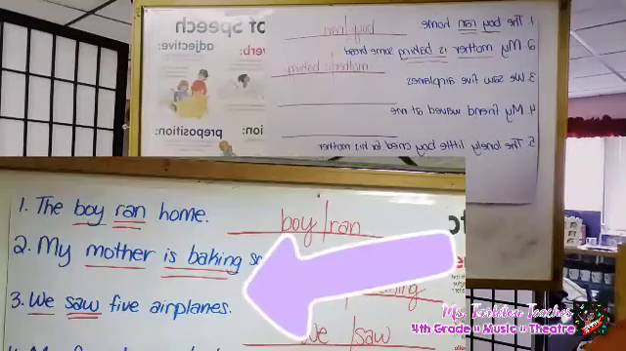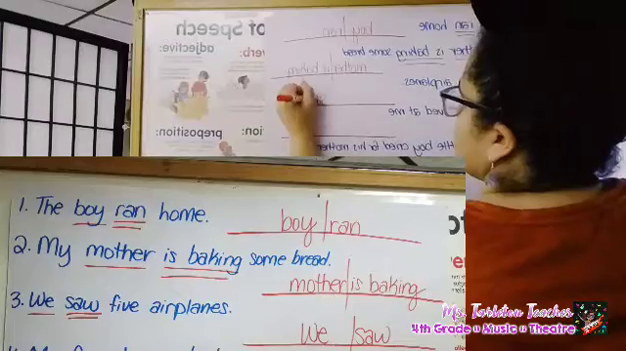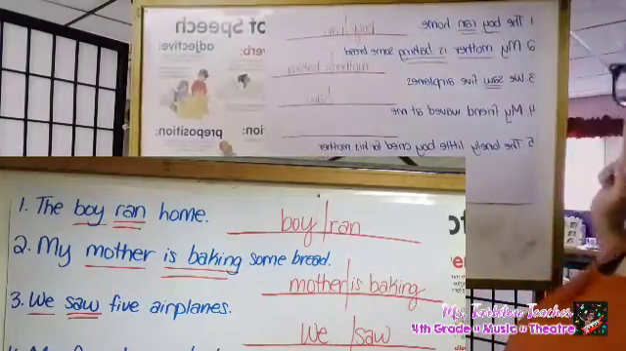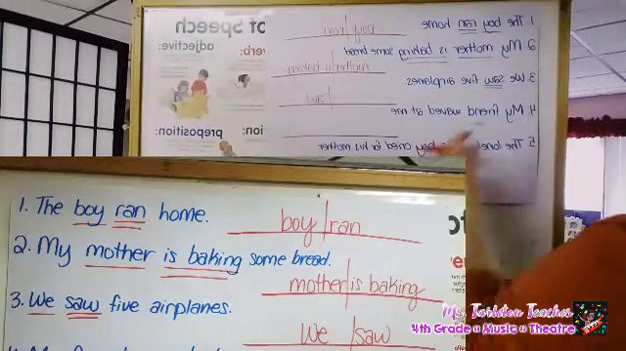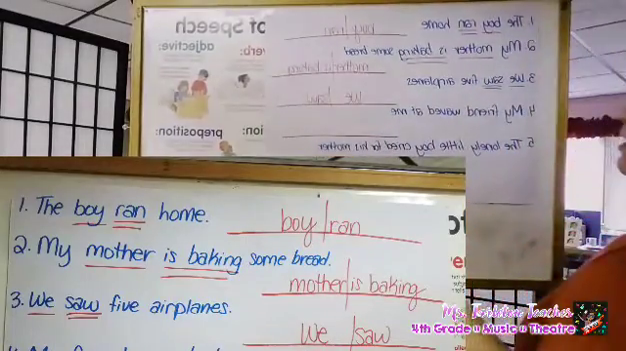Number 3, we saw 5 airplanes. My verb is saw. It's the past tense of see. Draw my vertical line. And who saw? We saw. We saw 5 airplanes.